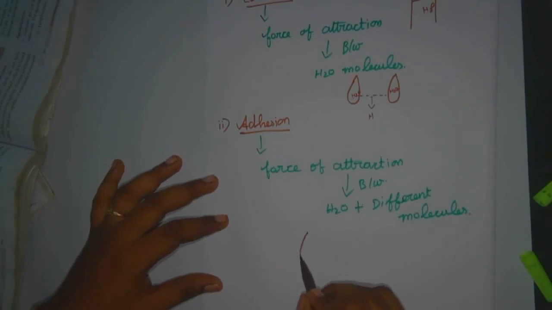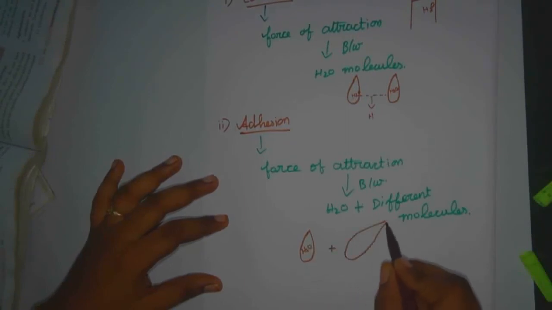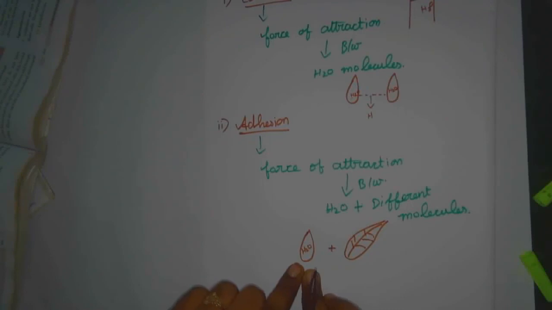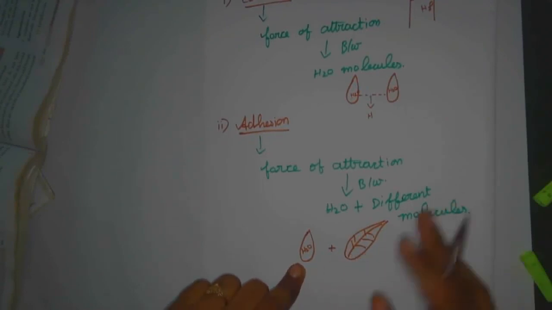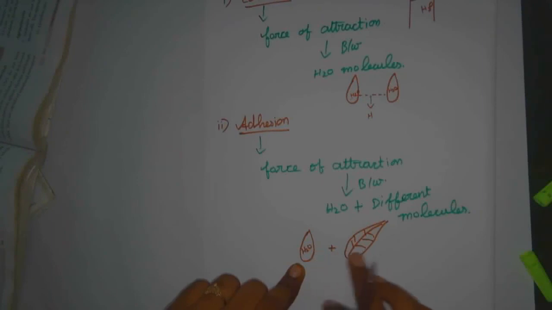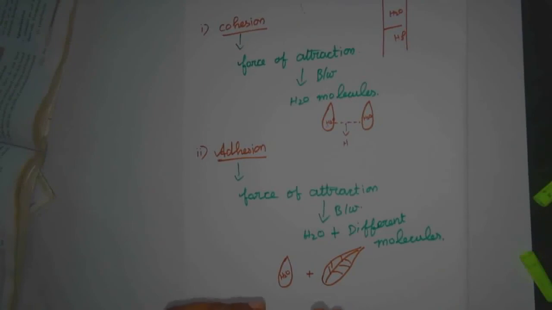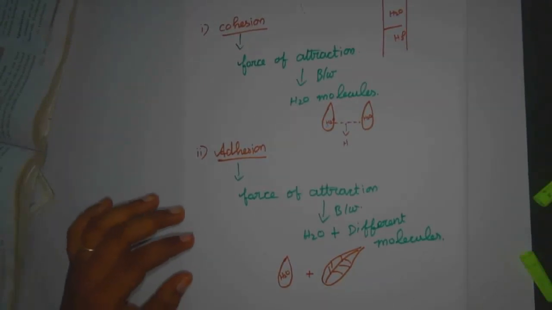Here this is the water, plus the attraction to a different molecule, for example the leaf part. This is adhesion: a force of attraction between water and different molecules. That is a leaf part, that is different, so they have an attraction together. That is the meaning of adhesion. So that's it for the forces, cohesion and adhesion. Let me move on to the next topic.